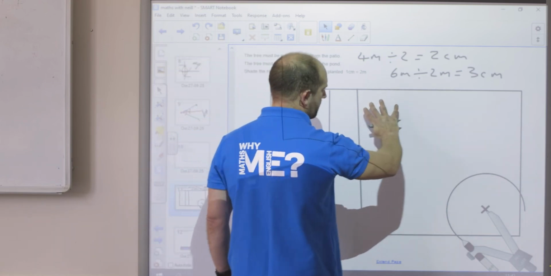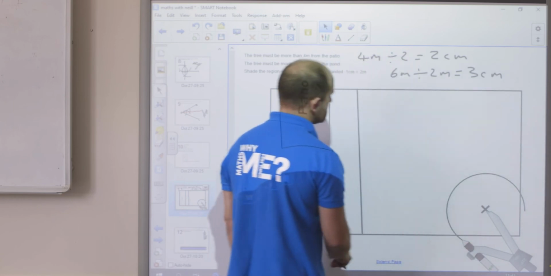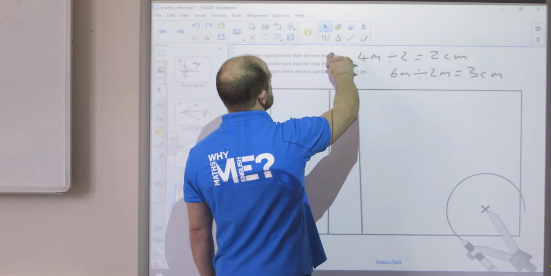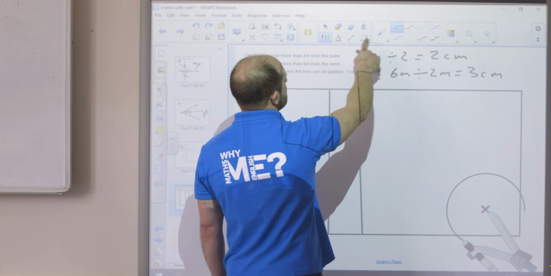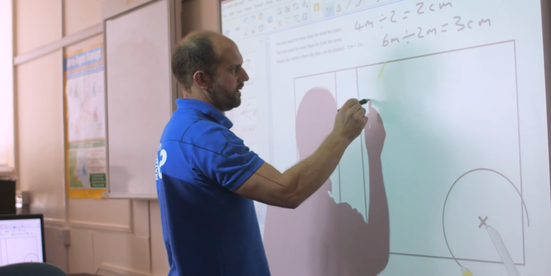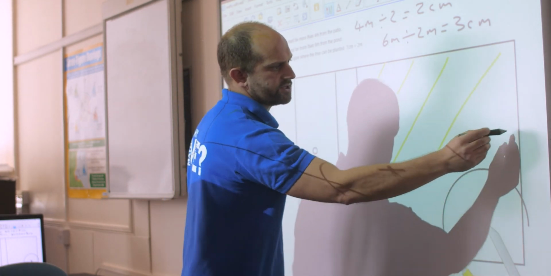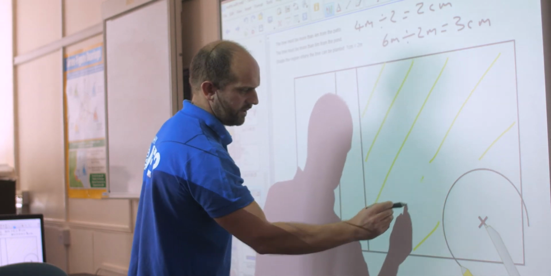So the area that from my pond, so the area that I can plant my tree in is this bit here. And the last bit it asked me to do was to shade the area that I can put my tree. So my tree can go into this part here.